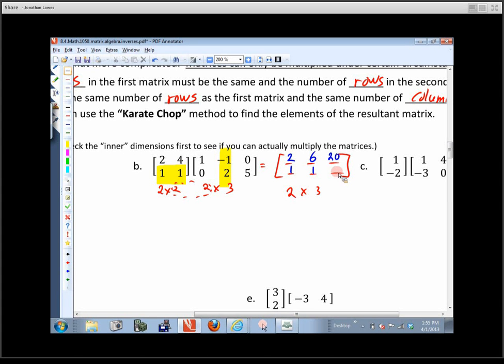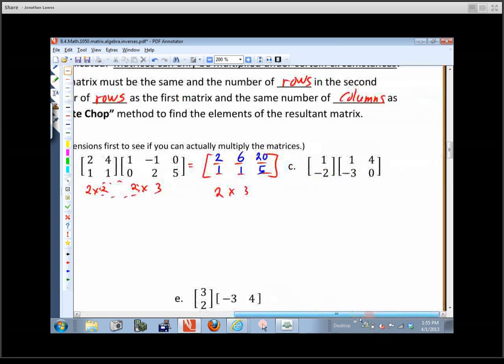Last one, think to yourself, where is it? Where is this entry that I'm trying to figure out? It's in the second row, third column. So I'm going to take the second row of this one and karate chop it with the third column. So 1 and 0, 1 and 5, I end up with a 5. Okay, are there any questions? Do you get that?